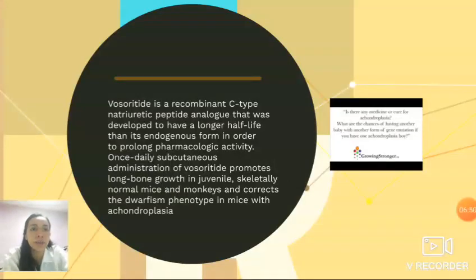Vosoritide is a recombinant C-type natriuretic peptide analogue that was developed to have a longer half-life than its endogenous form in order to prolong pharmacological activity. Once daily subcutaneous administration of vosoritide promotes long bone growth in juvenile skeletal normal mice and monkeys and corrects the dwarfism phenotype in mice with achondroplasia.